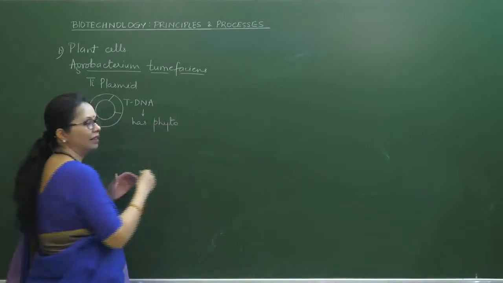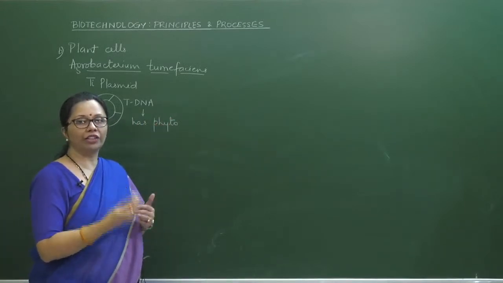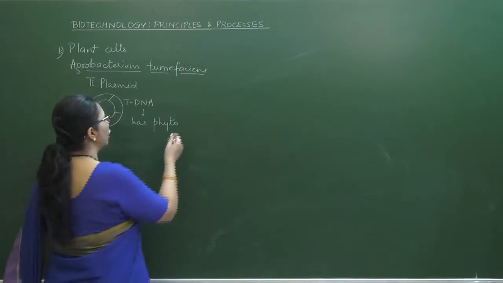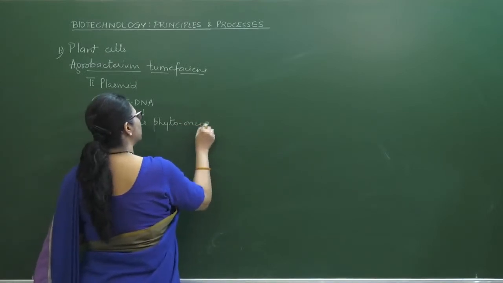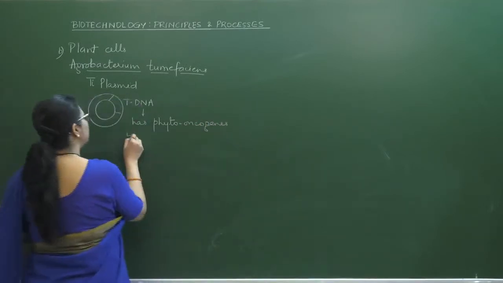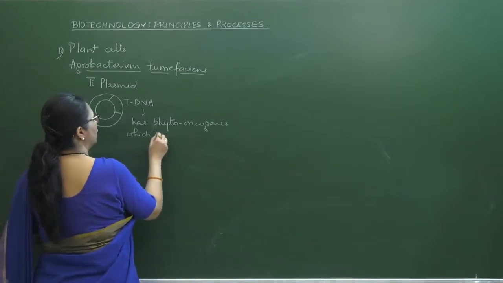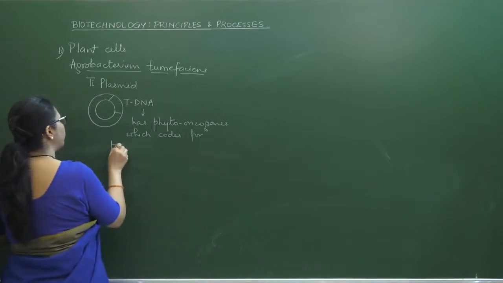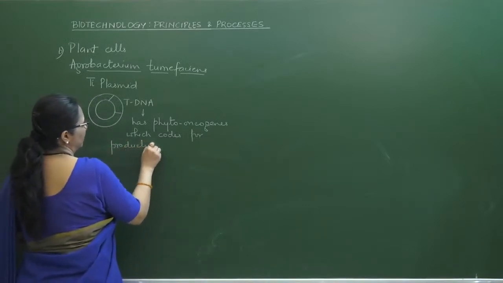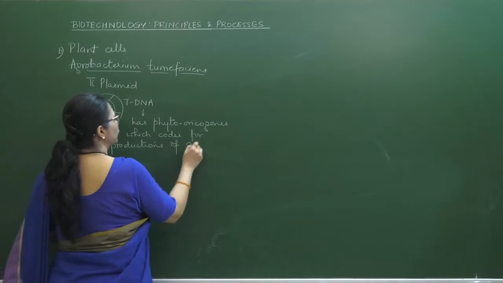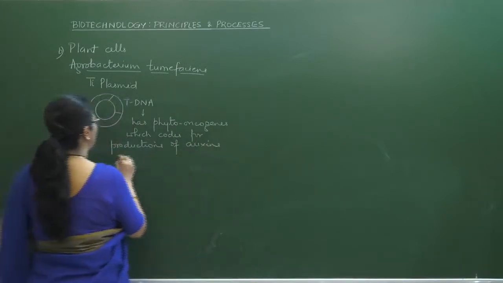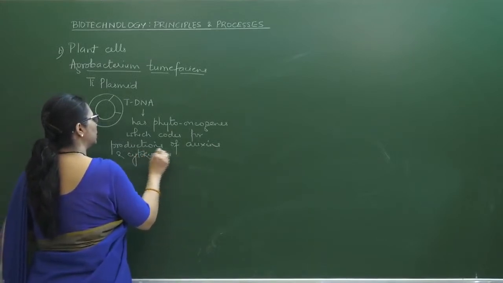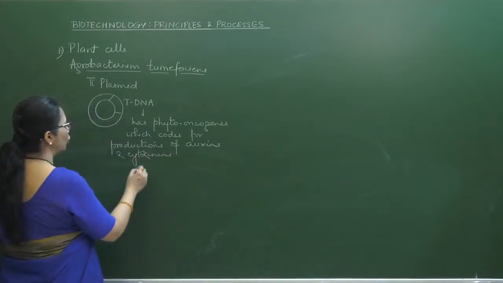You see, plant oncogenes, as we have discussed, the cancer genes. So here it is as if cancer is being caused in the plant, so it has phyto-oncogenes which code for the production of auxins and cytokinins, and this results in crown gall disease.